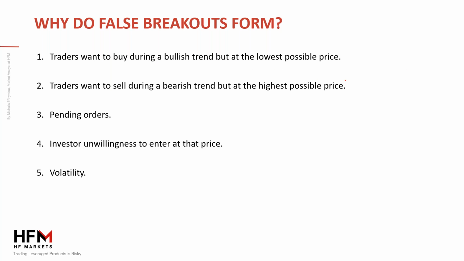So point number one, traders want to buy during a bullish trend, but they want to buy at the lowest possible price. Okay. Point number two, it's connected as well. Traders want to sell during a bearish price movement. They want to speculate that the price movement is going to decline, but they want to do so at the highest possible price. This is a lot of the time why we get retracements and false breakouts.